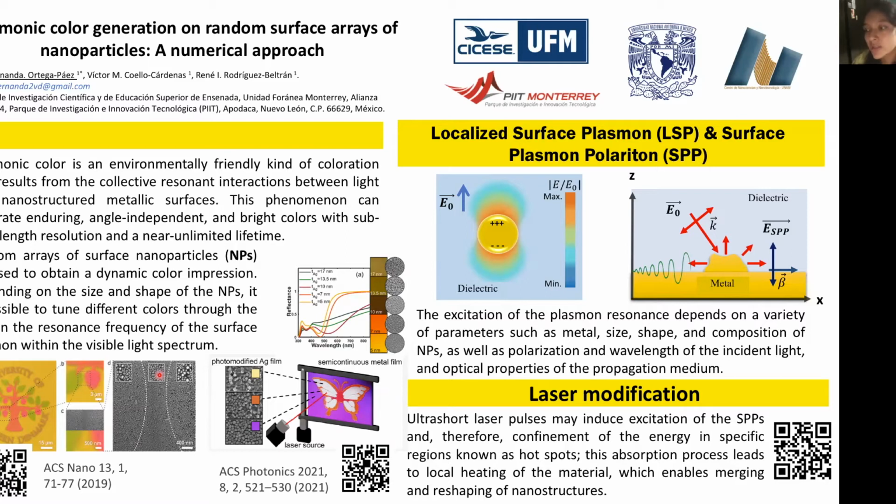In this way, surface treatment via ultra-short pulse laser irradiation allows modifying carefully designed nanostructured surfaces, using as main channel the excitation of the surface plasmon polariton, SPP. This plasmon is confined to the surface and can be excited by light scattering due to surface roughness, as we can observe in this diagram. This phenomenon results in the confinement of the energy in specific regions known as hotspots. This leads to local heating of the material, which enables merging and reshaping of nanostructures.